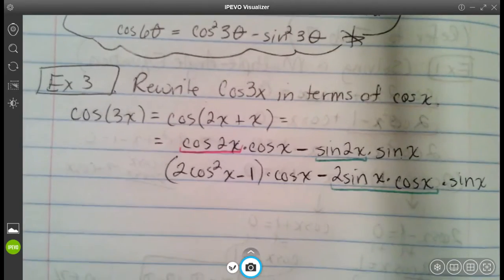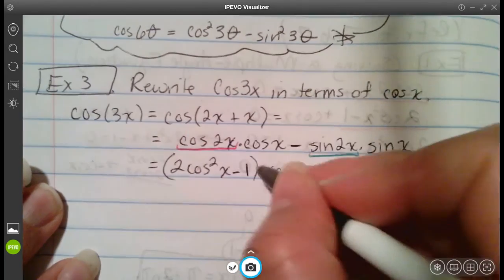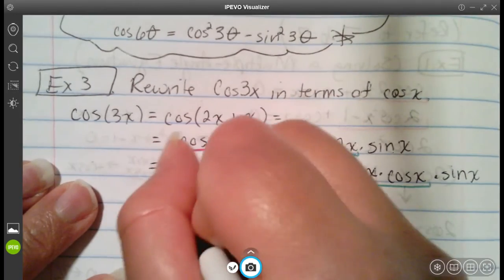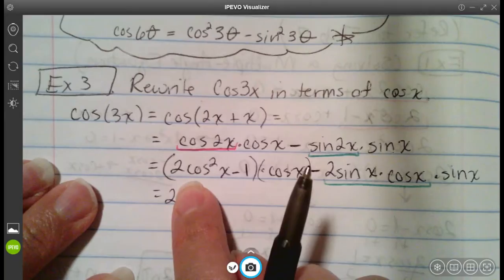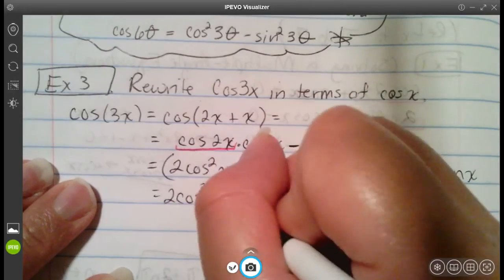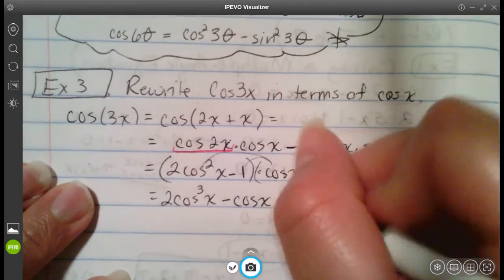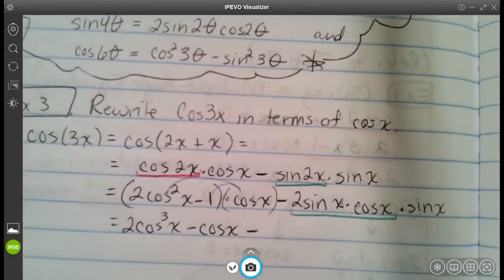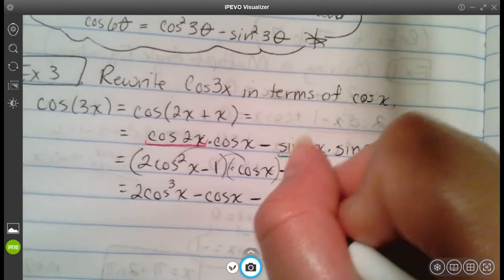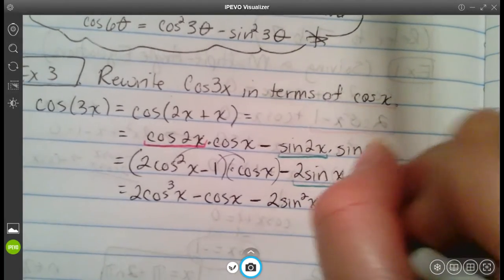Okay. Now what can we do? Well, I can probably distribute this part because this right here is being multiplied. That's going to give us 2 cosine x times 2 cosine squared x, which is 2 cosine to the third power, minus cosine of x. I just distribute it, like that. Minus, what happens over here? Well, I see that I have sine x 2 times, so let's make that into sine squared x, and bring down the cosine.